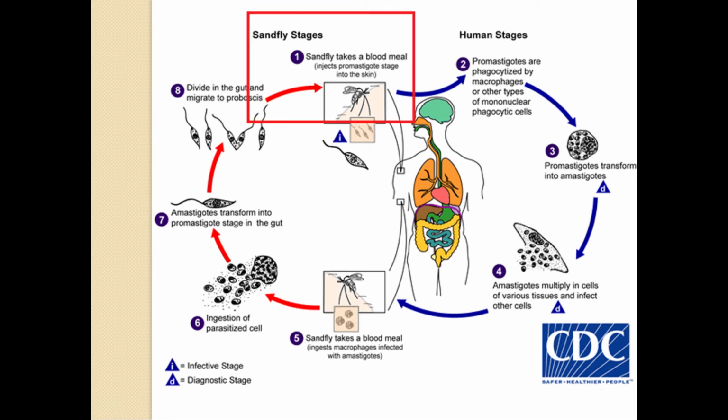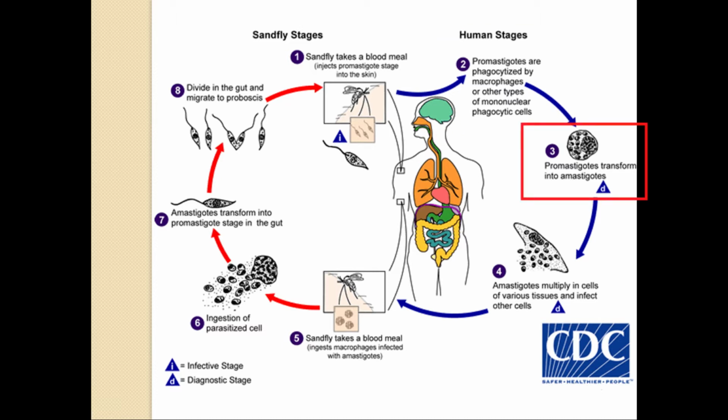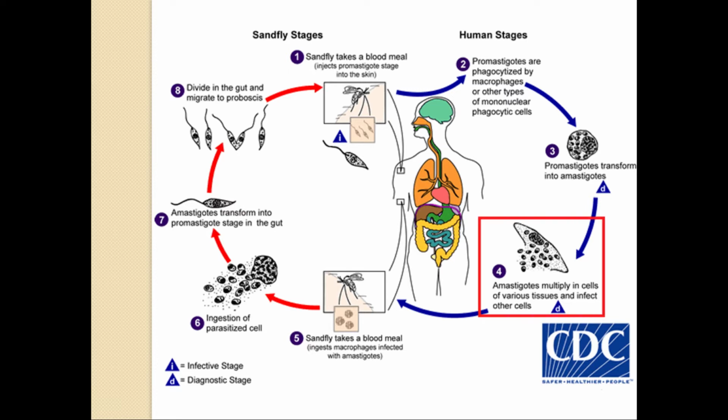Step 1: the sandfly takes a blood meal and injects promastigotes into the blood. The promastigotes are phagocytosed by macrophages or other types of mononuclear phagocytic cells. The promastigote will transform into an amastigote. Amastigotes will multiply in cells of various tissues of the reticuloendothelial system, and then the cells will rupture.